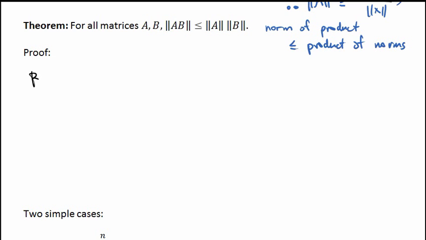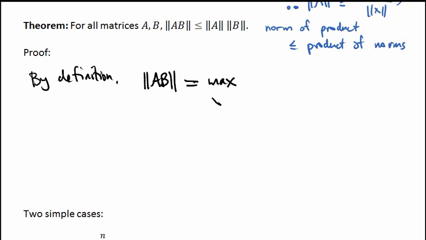By definition, the norm of AB is the maximum over all non-zero vectors of the norm of ABX divided by the norm of X. Well, we can use the associative law to write ABX as A times the vector BX.